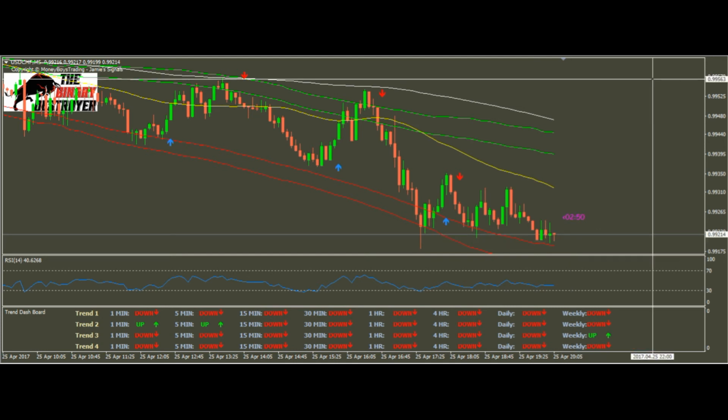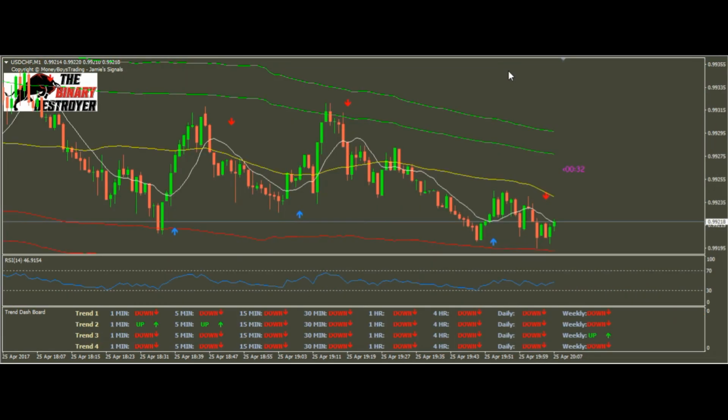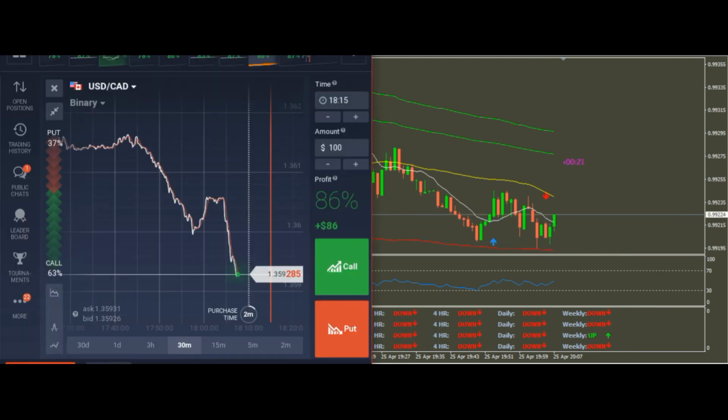So I'm waiting now for a signal to appear on the 1 minute chart on the USD CHF, and I'd probably jump into a 15 minute trade there. The reason why it's a 15 minute trade is because, actually, I might jump into a 5 minute trade if it looks like the price is going to keep on shooting up. So I'm going to wait for a signal arrow here.